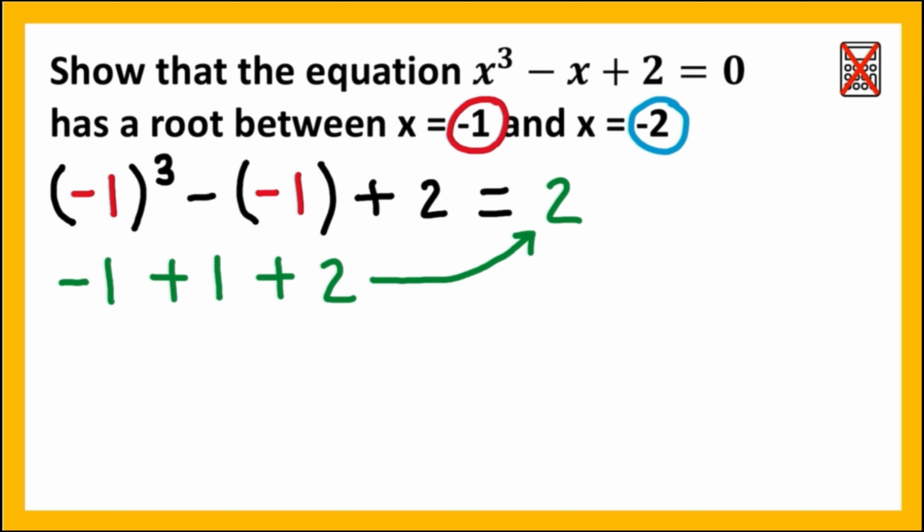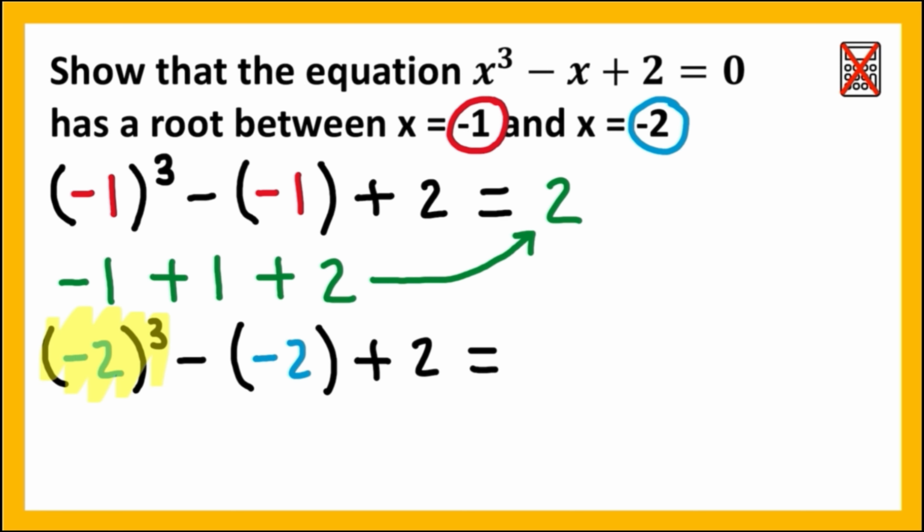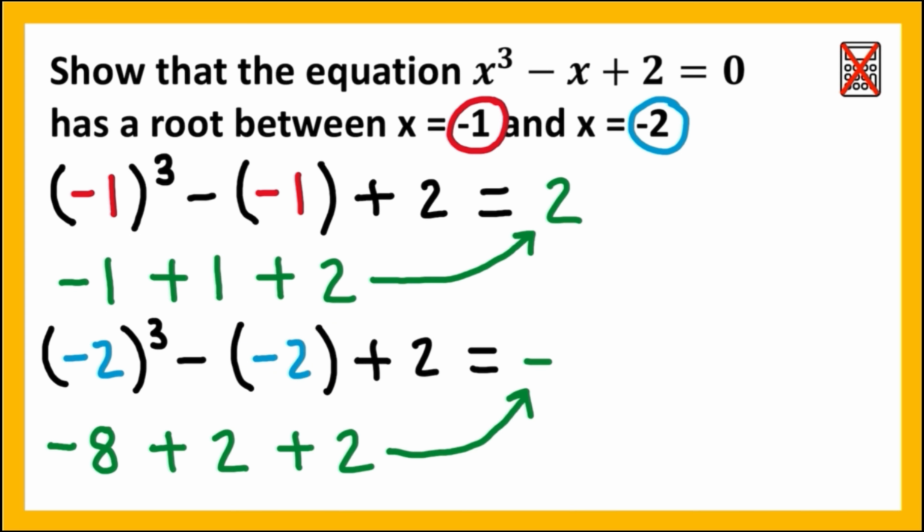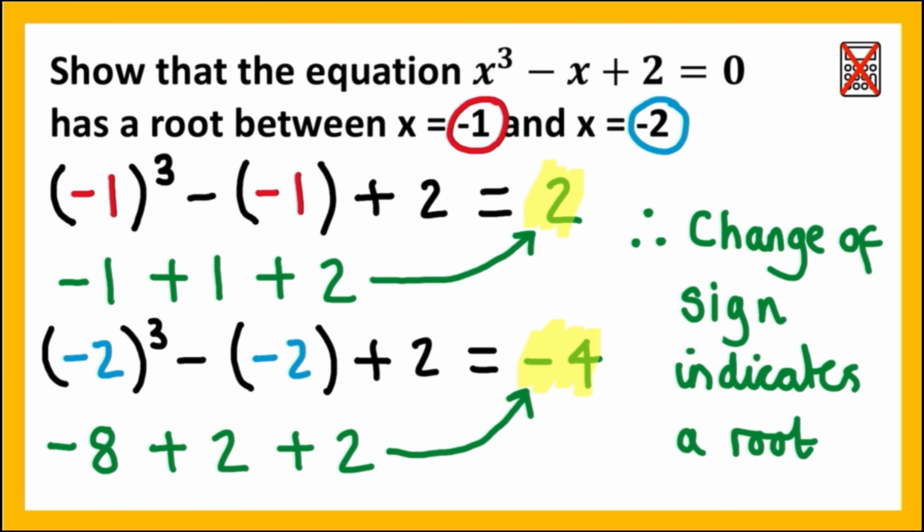Repeating the process for negative 2. Negative 2 cubed is negative 8. Subtracting negative 2 is the same as adding 2, and then plus 2 will give me negative 4. Therefore, a change of sign with the output from being positive to negative or negative to positive. A change of sign indicates a root.